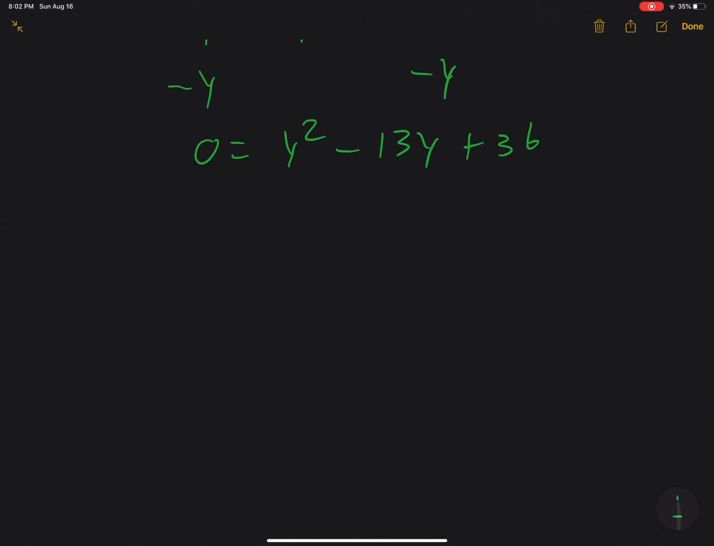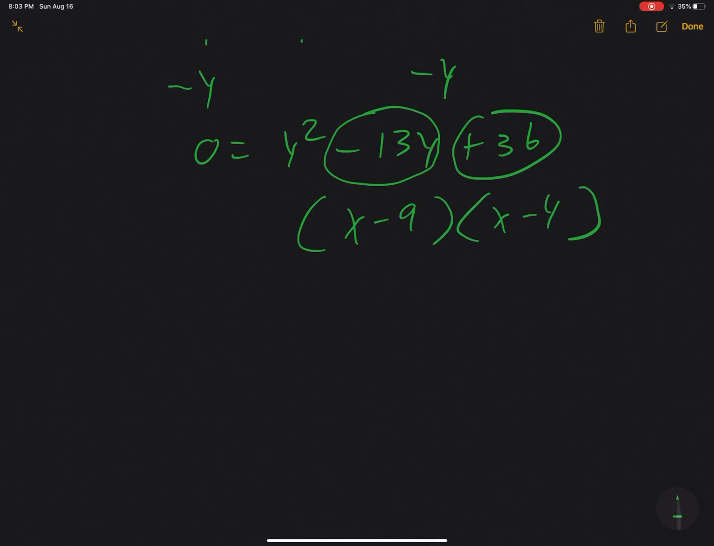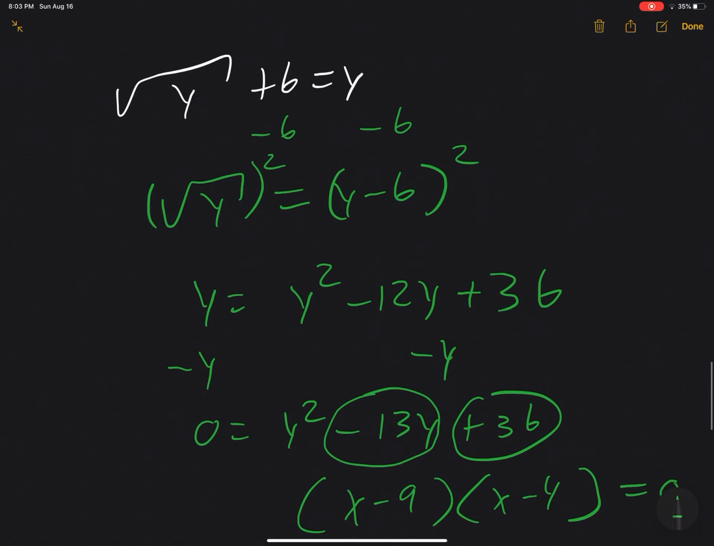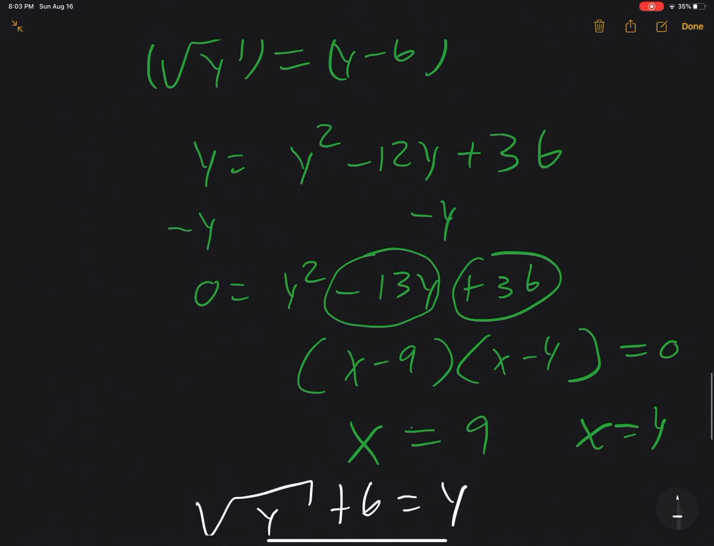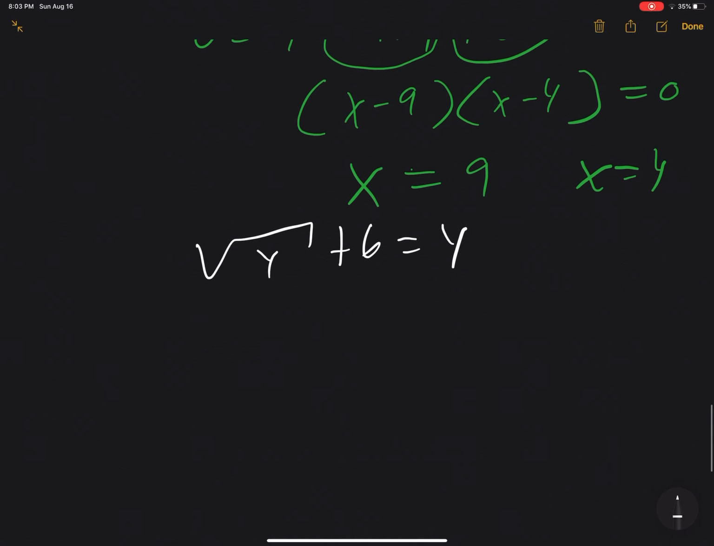Now I'm going to need two factors of 36 that add together to give me 13. And I immediately see that 9 times 4, 9 and 4 is 13. So we get y minus 9, y minus 4. Our two possible solutions are y equals 9 and y equals 4. Let's see if they both work this time. Square root of y plus 6 equals y. Let me just make sure I'm correct there. Yep.